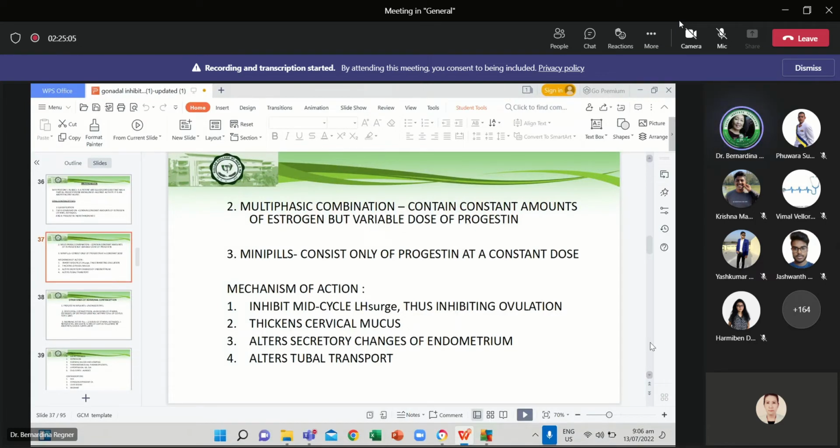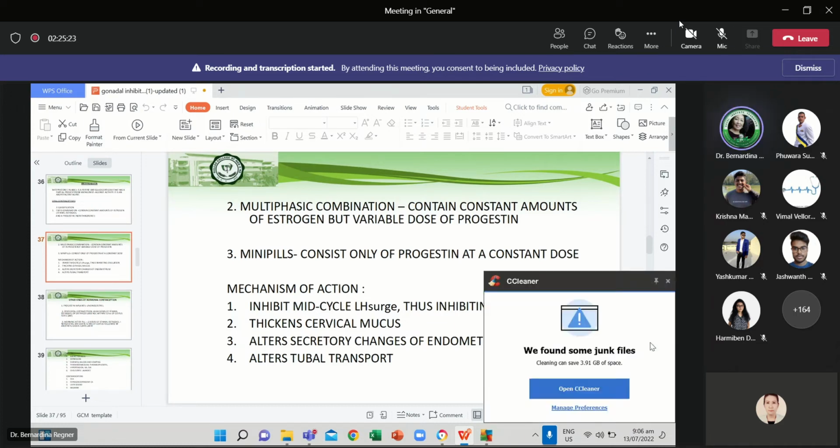By the way, where is the site of fertilization? Ampulla of the fallopian tube. And then after that, where will the fertilized ovum go? Uterus. Okay? So, of course, having in mind that the fallopian tube tract has no constrictions.